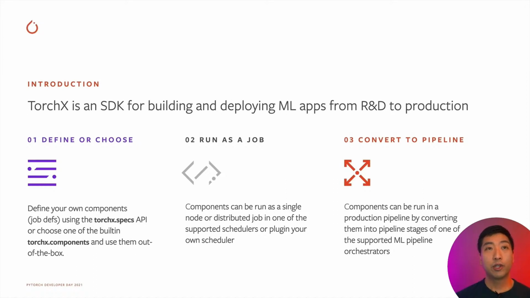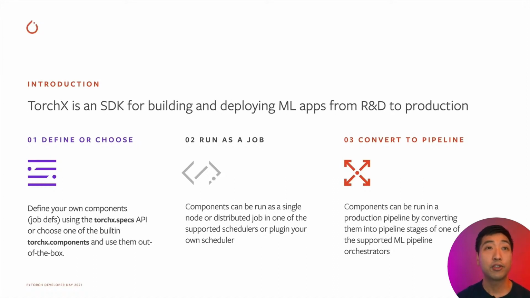Once you've defined or chosen a component, the second step is to see the component in action by running it as a job. We realize that adopting a new technology in production takes development resources. And the good news is that you can get started with TorchX at no added infrastructure setup cost. This is because TorchX works with popular ML schedulers and pipeline orchestrators that are already widely adopted in the industry and deployed in production. So chances are you're already running a scheduler that TorchX supports.